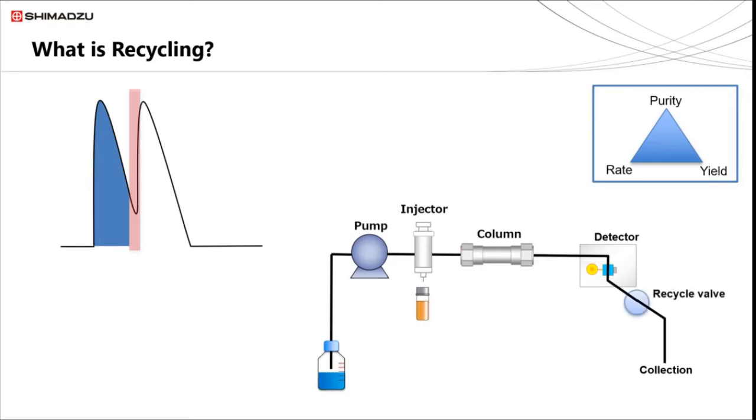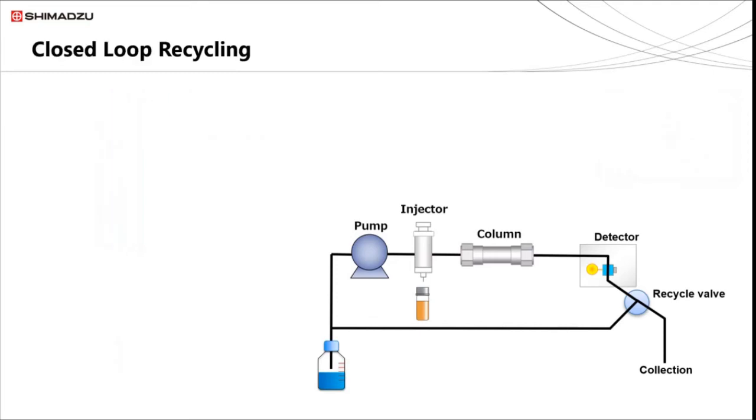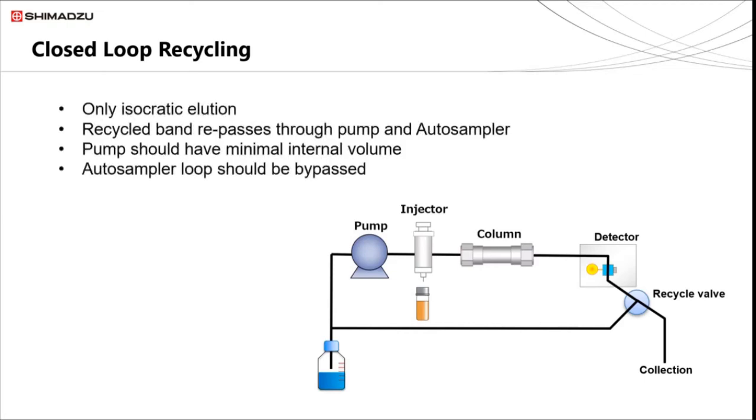If we fit a recycle valve after the detector and before the collection, any such mixed bands can be rediverted back into the flow path so it passes through the column a second time, leading to an increase in yield. When we have a system looping back round into the flow path, this is known as closed loop recycling. With it, we can only use isocratic elution.